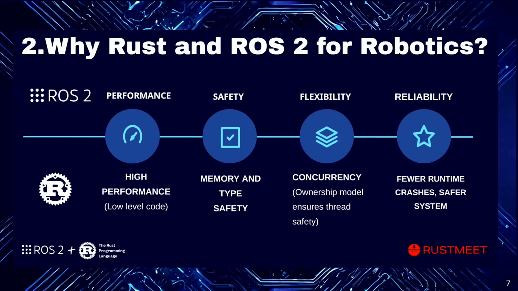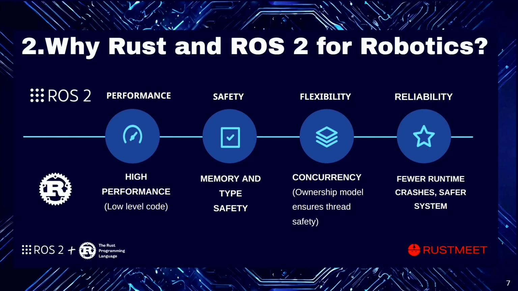So, why Rust and ROS2 for robotics? In ROS2, what we want is really good performance. We want really good safety, because we are working with robots, and sometimes robots that perform surgery, so medical, or robots in aerospace or in space. So it has to be safe. Flexibility, because we would like to work with different threads and different processes that should occur in parallel. And reliability, because we have to run without any crashes. So that's what Rust gives.